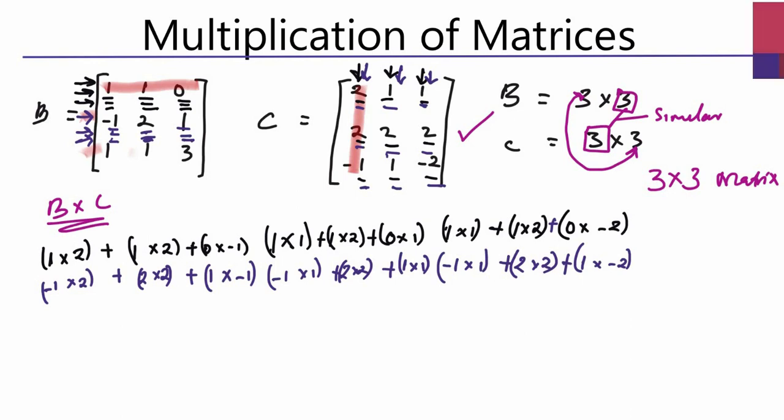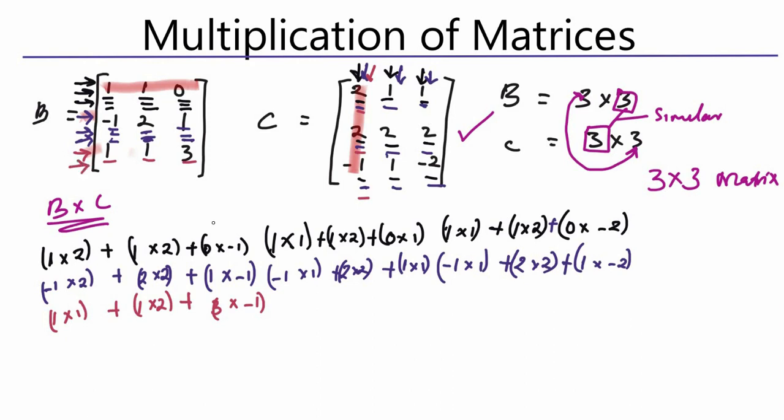Now, lastly, we have now our third row with the first column. So we have 1 times 1. So here down we have 1 times 1. We have 1 times 2. So we add this, 1 times 2. And then we add 3 times minus 1. So 3 multiplied by minus 1.